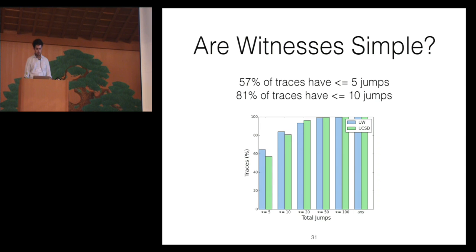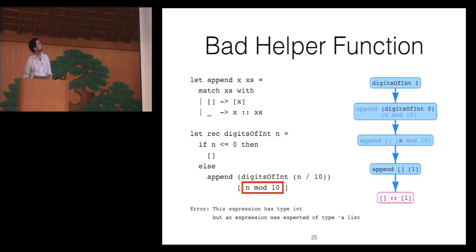Even for the digits of int function here, I think the second and third steps are frankly pretty irrelevant to explaining the type error. So yes, I think you could if you were an expert. One thing I didn't talk about too much is that in the actual implementation, we use a random instantiation. So there will be cases where we produce larger witnesses than are actually necessary.